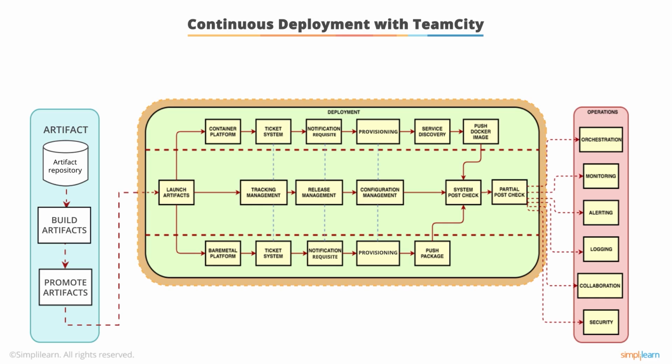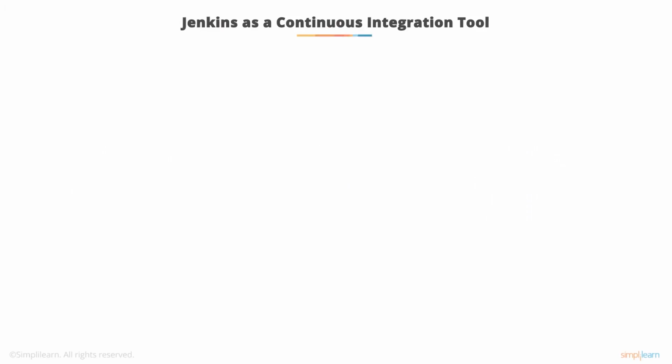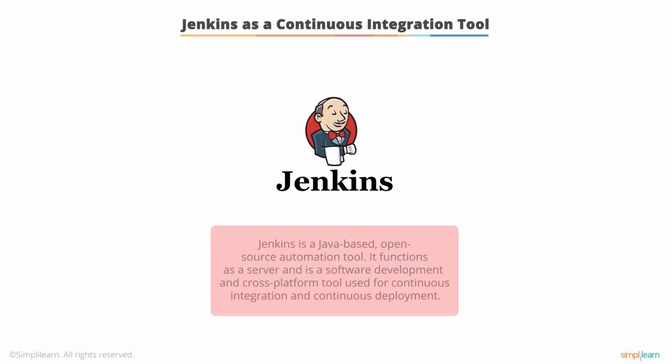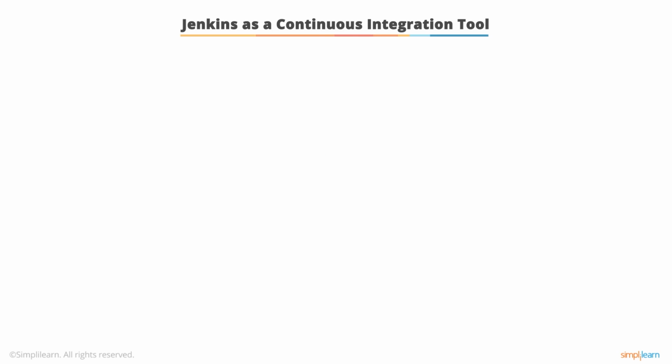Overview and features of Jenkins. Jenkins as a continuous integration tool. Jenkins is a Java-based open-source automation tool. It functions as a server and is a software development and cross-platform tool used for continuous integration and continuous deployment. Let's look at what Jenkins can do.